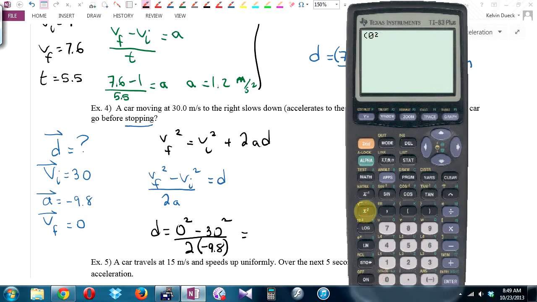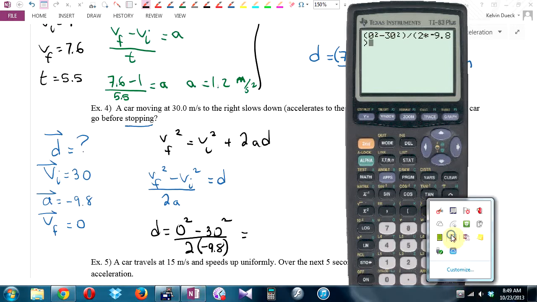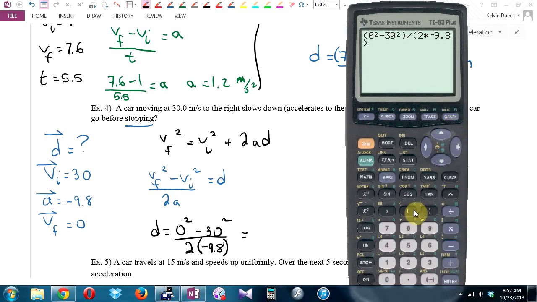0 squared. And this is why I said it's worth getting a nice multi-line display calculator. It helps. Minus 30 squared, close bracket, divided by bracket 2 times negative 9.8, close bracket. I think that's what it's going to look like. You get 45.9?